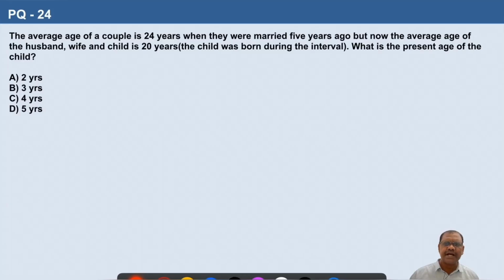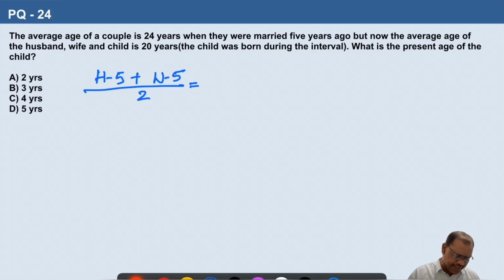So when they were married 5 years ago, so 5 years ago their average age was 24 years. So husband and wife, 5 years ago. So subtract 5 years. 5 years ago the average was 24.